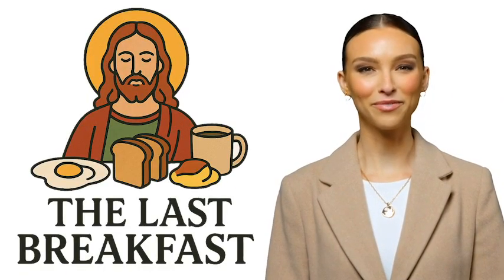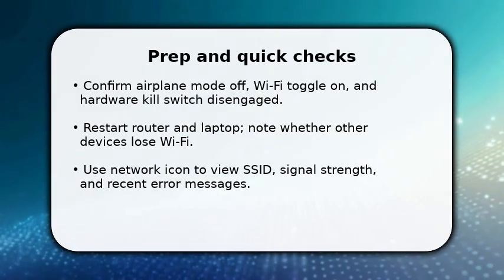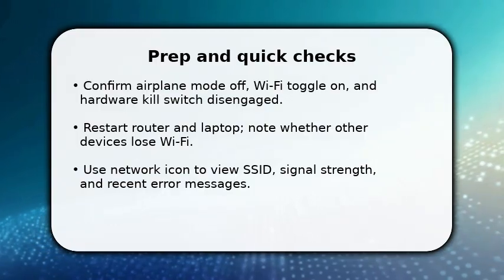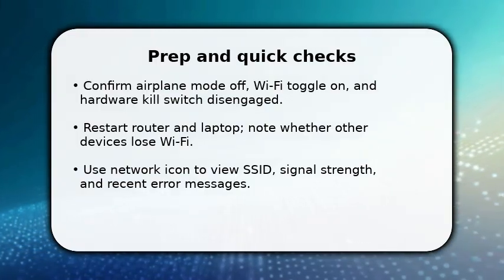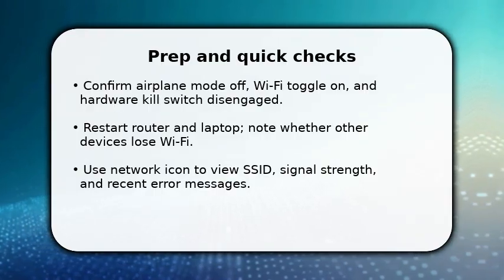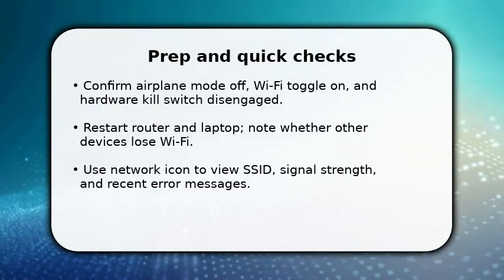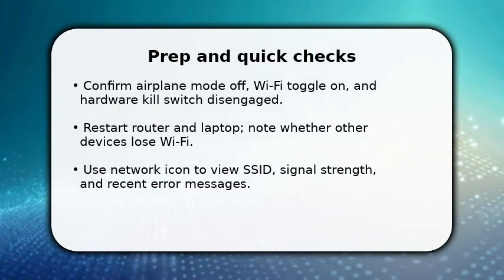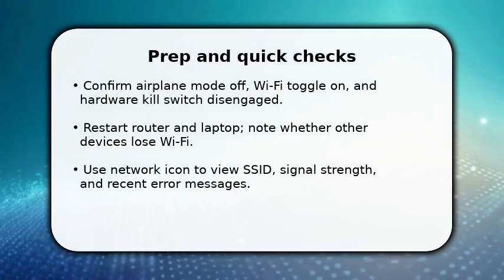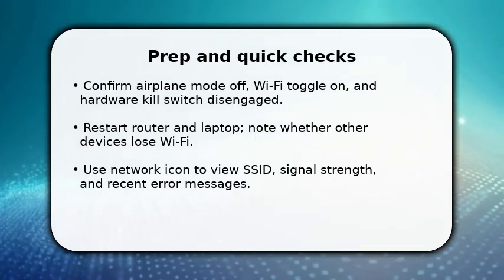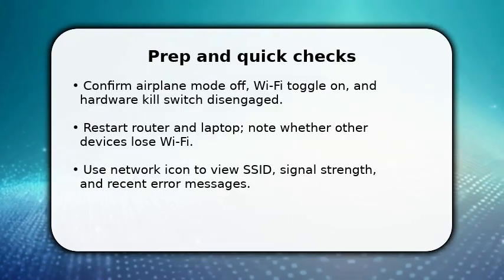You start by verifying essentials. Make sure airplane mode is off and the laptop's Wi-Fi toggle or hardware switch is open. Once done, restart both router and laptop to clear transient faults. This often restores DHCP leases and resolves routing glitches. Check whether other devices also fail. If they do, the issue is the network, not the laptop.